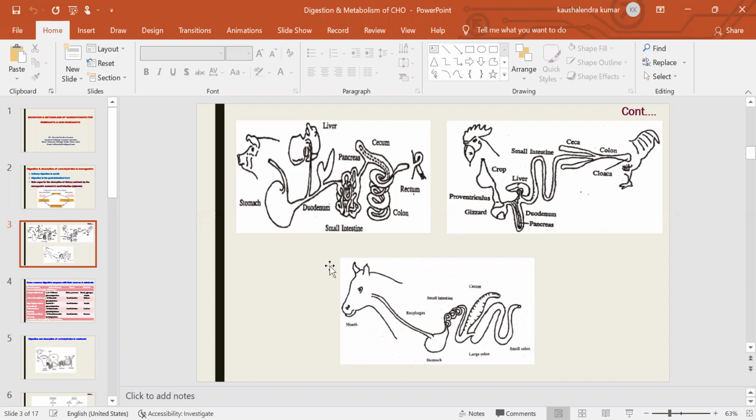In poultry, here you can see the gizzard. The gizzard is the organ where churning or mashing of the food takes place, the grinding of the food takes place in the gizzard. The gizzard part of poultry produces koilin, K-O-I-L-I-N, koilin, which is a protein polysaccharide complex. What is that? It is a protein polysaccharide complex, which is similar in composition to keratin.